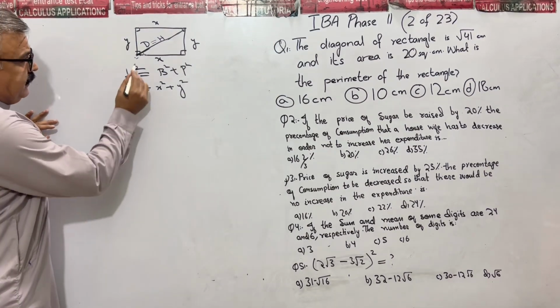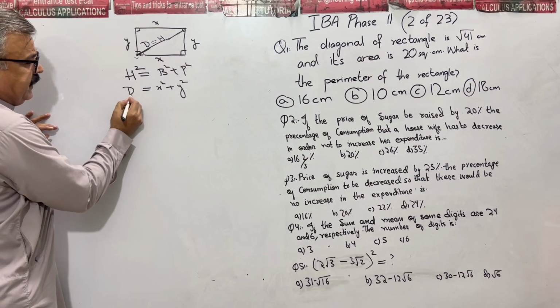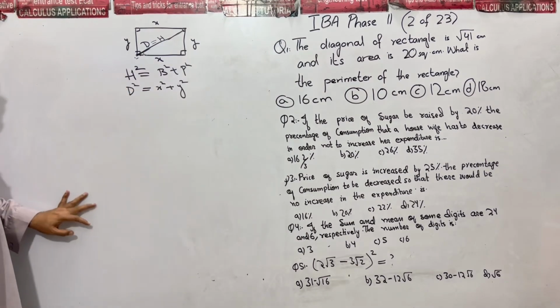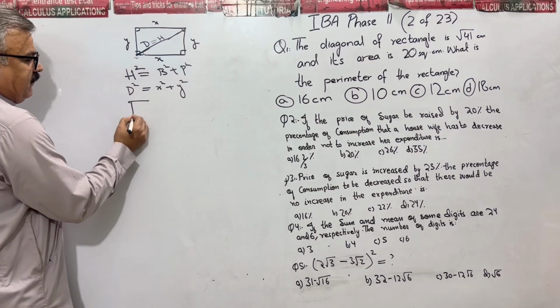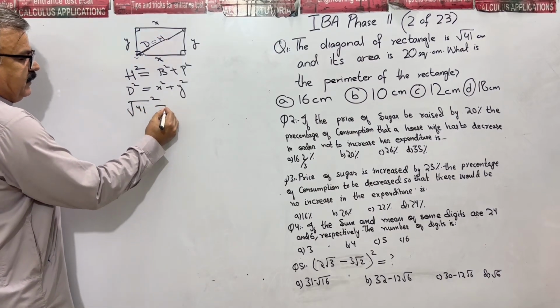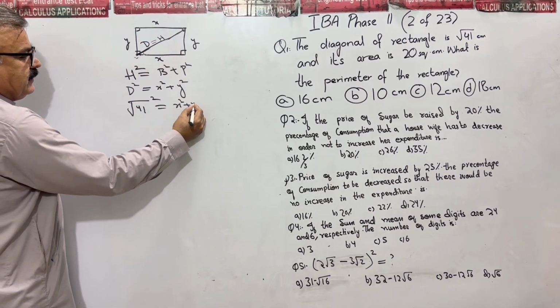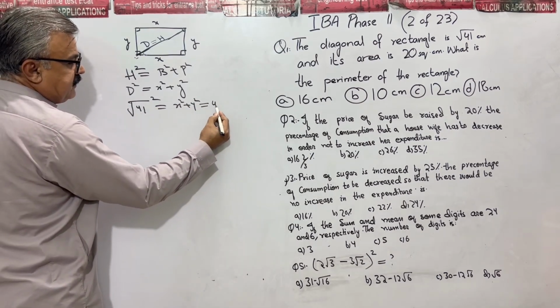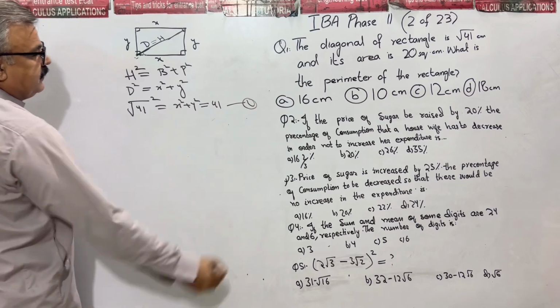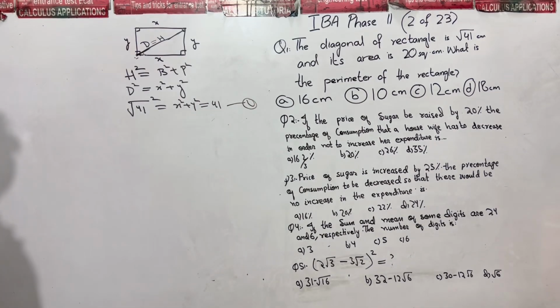It is also diagonal and hypotenuse, they are equal, diagonal square. We have been given the value of diagonal, that is root 41. If I insert here root 41 squared, it's x square plus y square. Square and root cancel, so the value of x square plus y square is 41. That's our equation number 1.